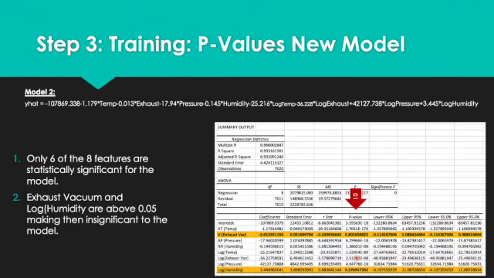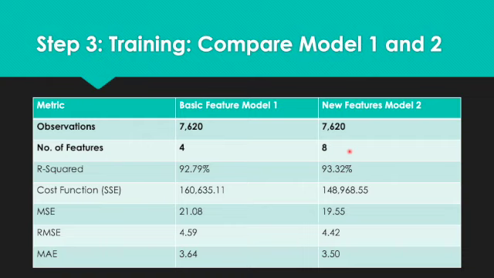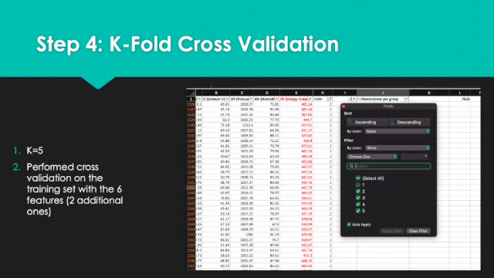The p-values of exhaust vacuum and log humidity in this model 2 are above 0.05, hence not statistically significant to the model and can be omitted in the next training. The new training model 2 performs better in all metrics than training model 1, making it a more robust model. But in order to get an even better model, we will cross-validate the training data and select the best performing model from our folds. I divided my training into 5 folds for cross-validation.